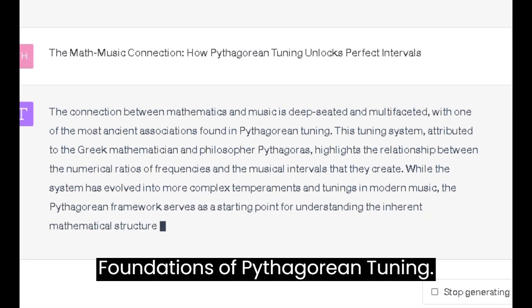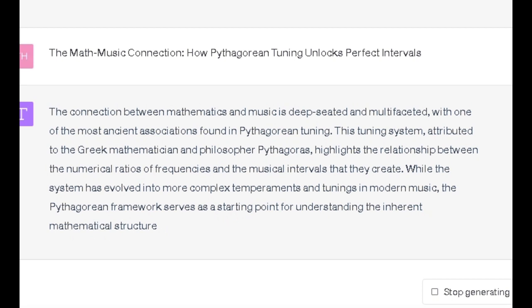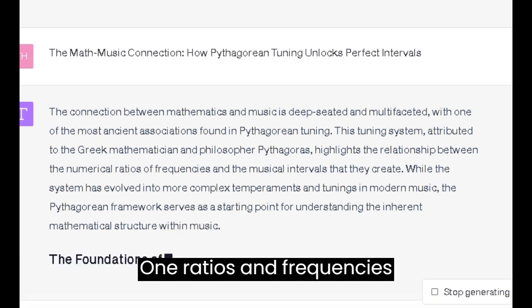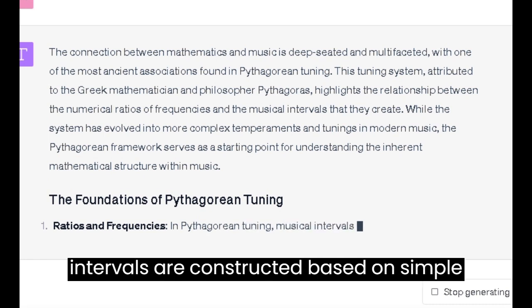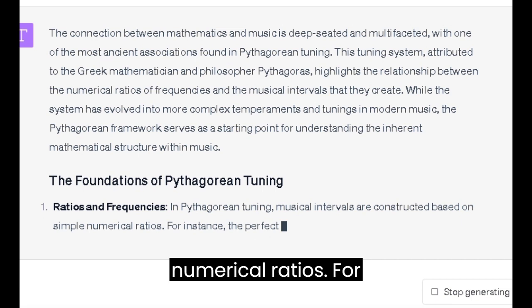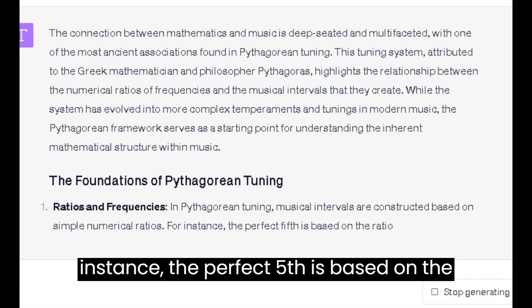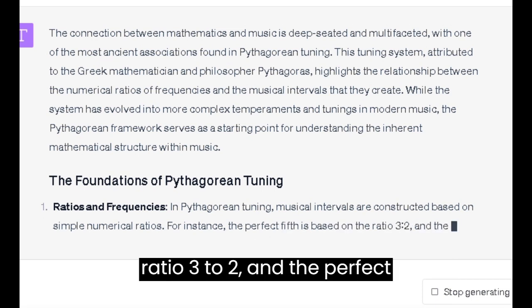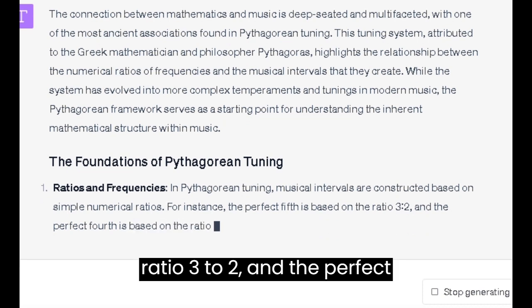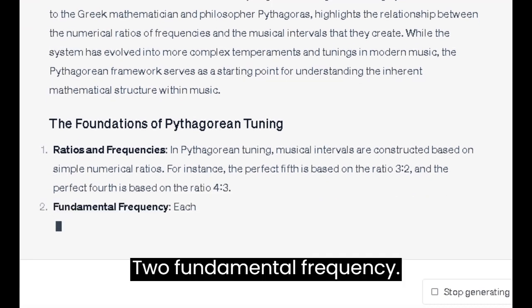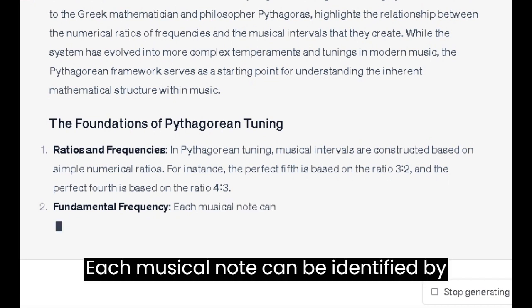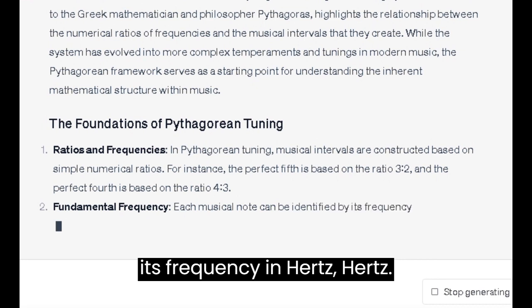The foundations of Pythagorean tuning. 1. Ratios and frequencies. In Pythagorean tuning, musical intervals are constructed based on simple numerical ratios. For instance, the perfect fifth is based on the ratio 3:2, and the perfect fourth is based on the ratio 4:3. 2. Fundamental frequency. Each musical note can be identified by its frequency in hertz.